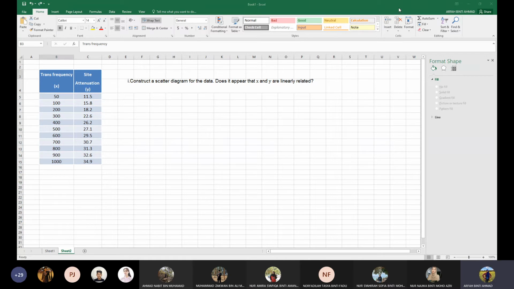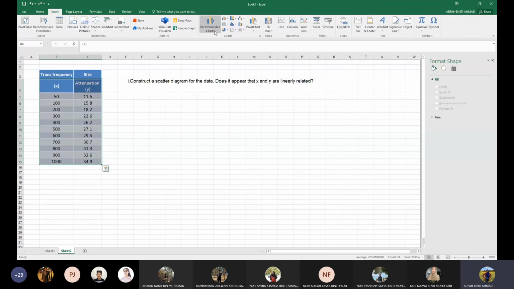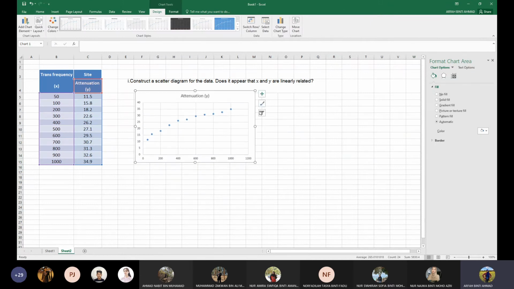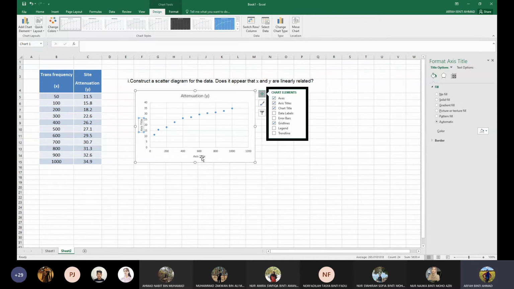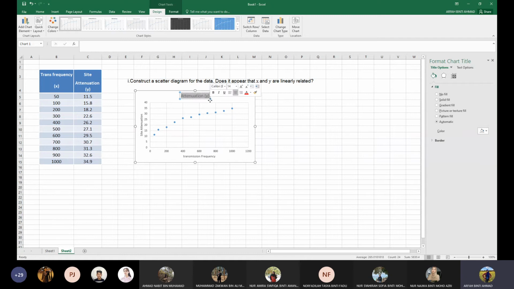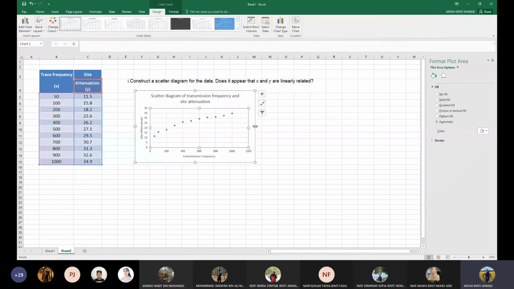Okay. So you select the data. Select the data and then insert scatter diagram, buat macam tadi. So dapat scatter diagram macam ni. So insert axis title. So yang X adalah transmission frequency dan yang Y adalah site attenuation. Okay. So tajuk dia pun tak betul yang ini. Scatter diagram of transmission frequency and site attenuation. Okay. So this is the plot that we get in here.